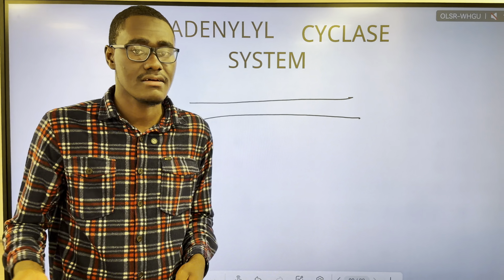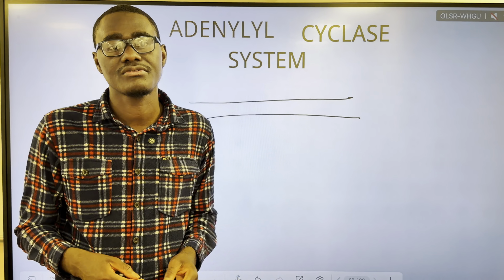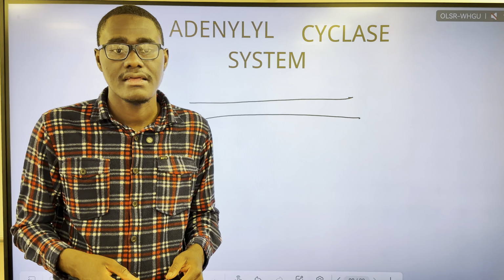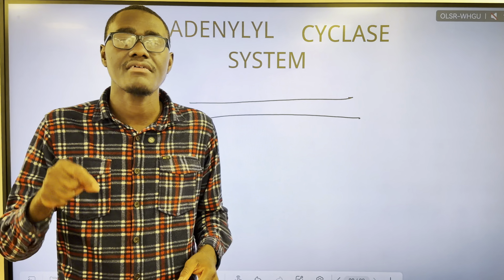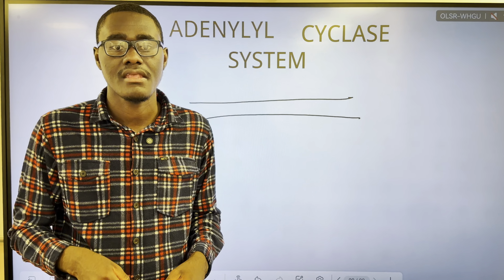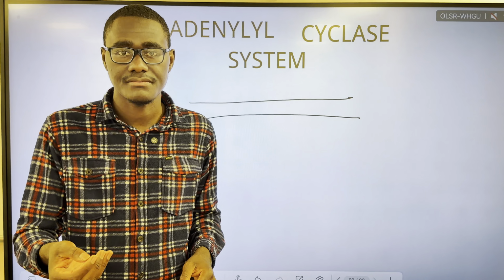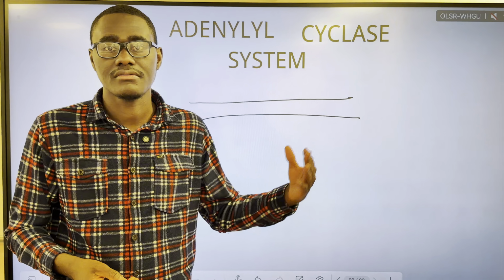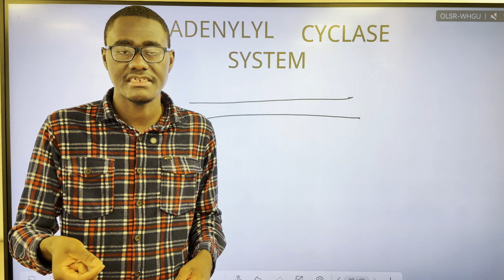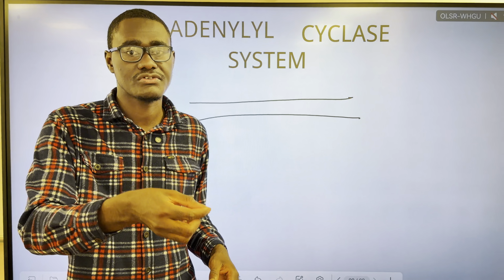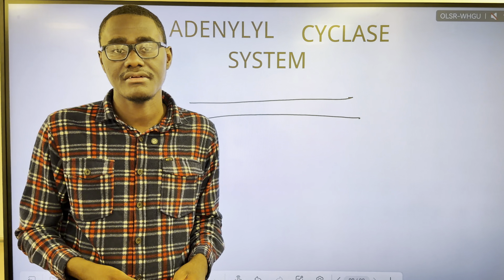Those which are lipid soluble, for example steroids, don't require membrane receptors to effect cellular response. That means they can easily pass through the lipid bilayer into the cell. That means they have intracellular receptors. But those which are hydrophilic, for example, acetylcholine, or epinephrine, norepinephrine, require membrane receptors, because they cannot easily pass through the lipid bilayer to effect cellular response.